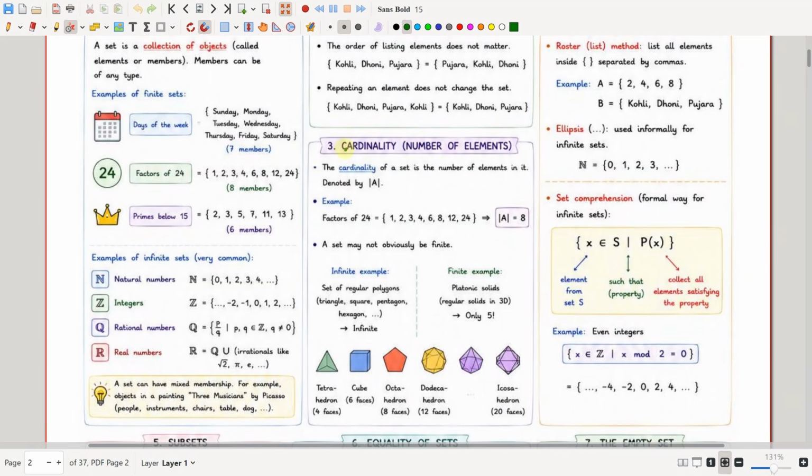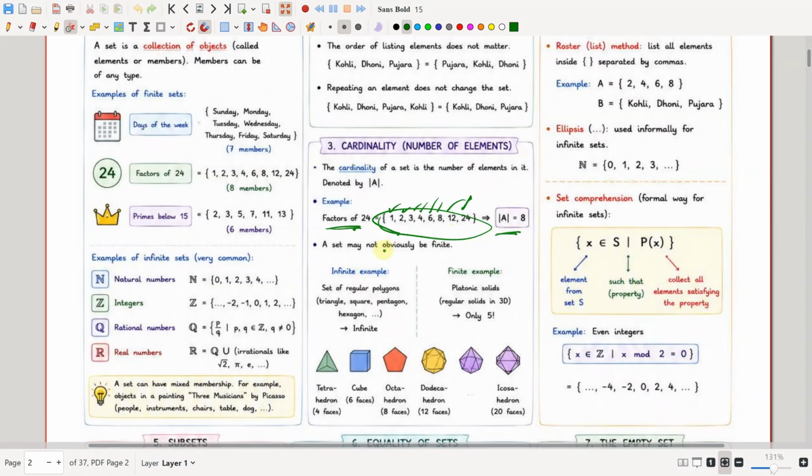Okay, and we know what we call cardinality. Cardinality is the number of elements in a set. Suppose we are asked to find the cardinality of the set of factors of 24. So 1, 2, 3, 4, 5, 6, 7, 8. So the cardinality of the set of factors of 24 is 8.